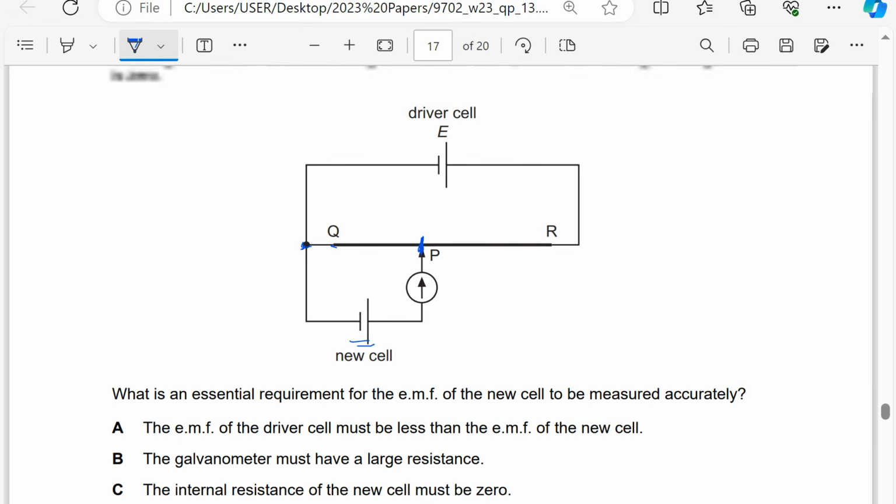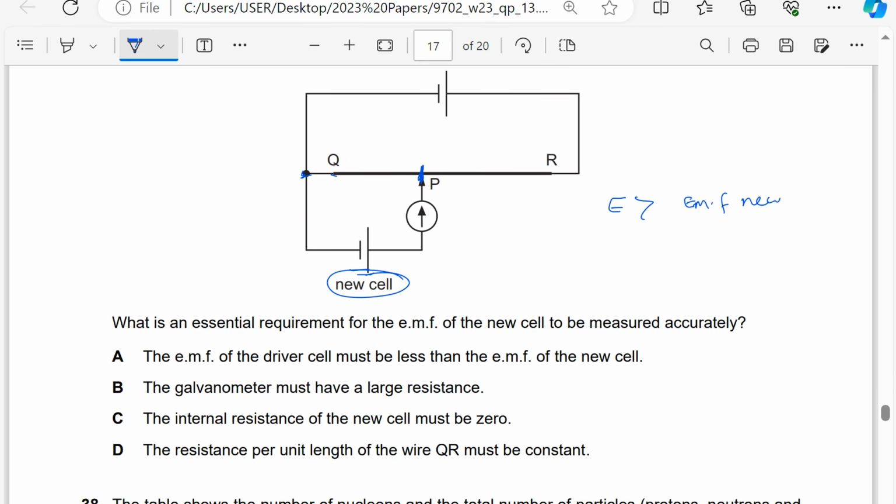So remember also that the EMF E of the driver cell should be greater than the EMF of the new cell, the cell whose EMF is to be measured. The driver cell is always greater. So the EMF here should be smaller than this. That is one. The contacts should be connected like that. Okay, let's see the options.